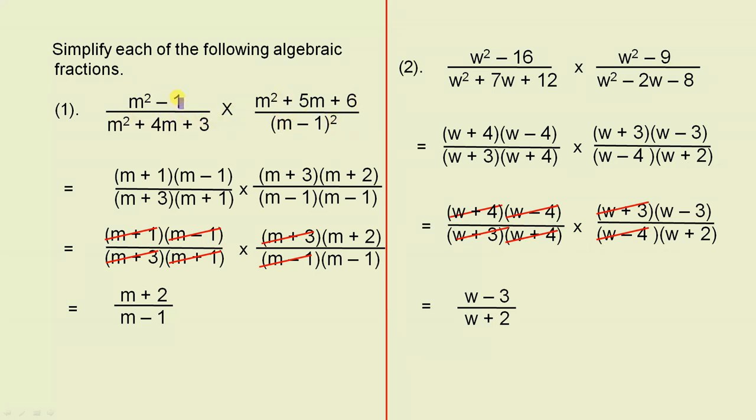M squared minus 1 is m minus 1 times m plus 1, which is the difference of two squares. That's how we factorise that. We've seen this in a previous video. So if you're not sure, just go back a few lessons in the same playlist, in the Year 10 playlist, and you will see a lesson on how to factorise that.